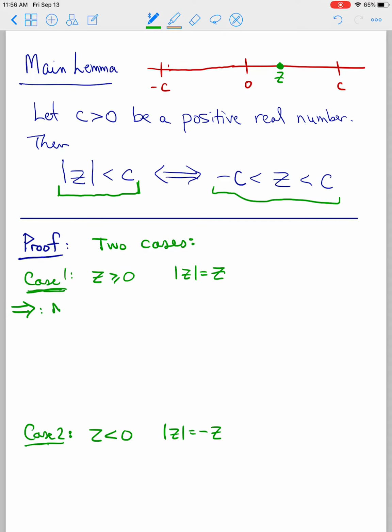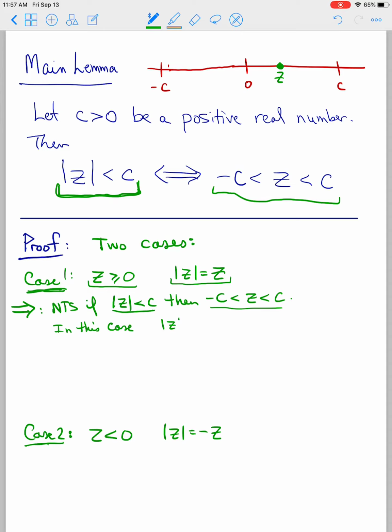So I need to show that if the absolute value of z is less than c, then the conclusion is going to be true that z has to be between c and minus c. Okay? That's exactly what we need to show. That's the left-hand side up here and the right-hand side in our statement of our theorem. But in this case, what do we have? Well, we know that the absolute value of z is z, and that z is greater than or equal to 0.